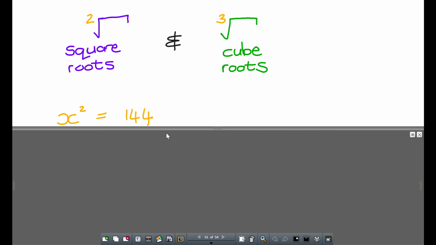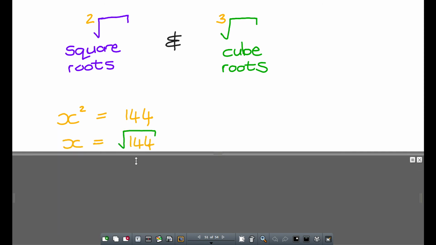Now, what's the opposite of addition? Subtraction. What's the opposite of multiplication? Division. What's the opposite of a square? A square root. What's the opposite of a cube? Cube root. Good. So, if I were to give you x squared is equal to 144, you would have to get rid of that square. And how do I do that? I'm going to say x is equal to square root of 144.